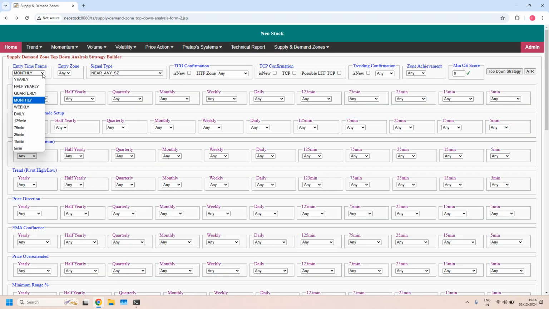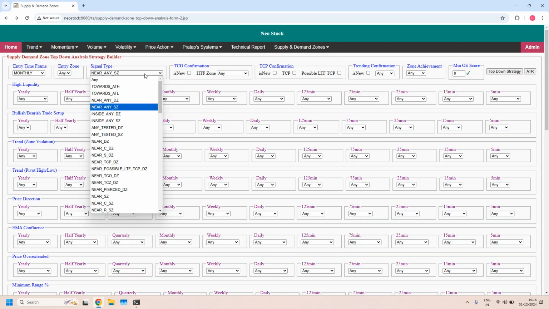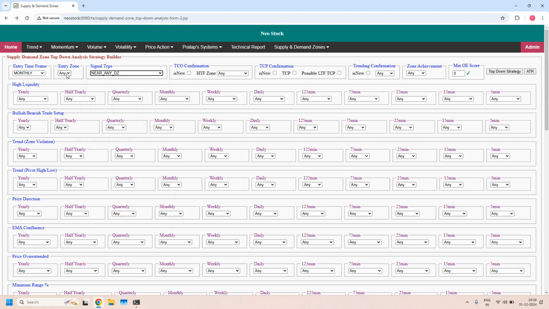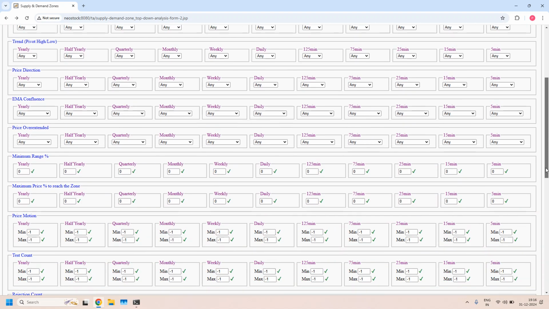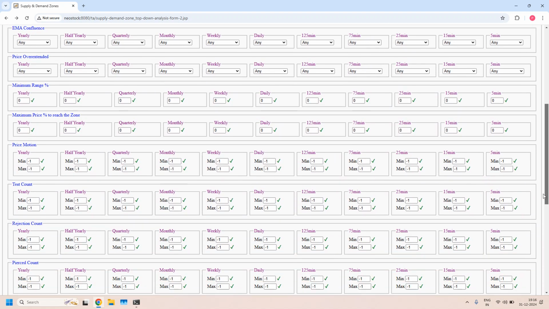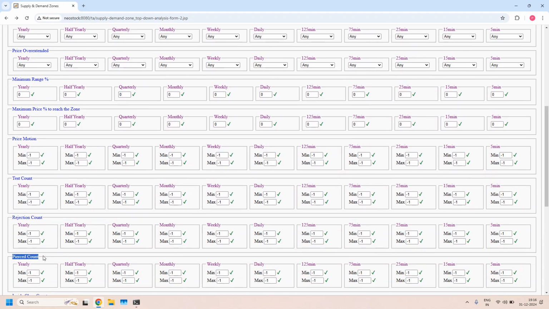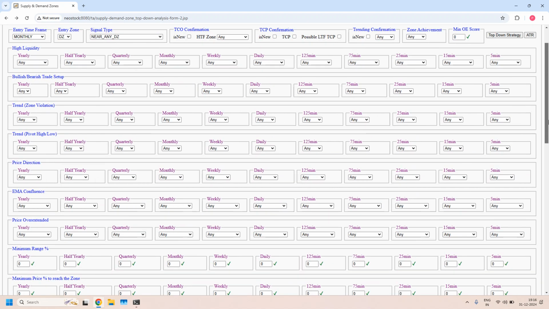Next, monthly time frame. Price closed inside the monthly demand zone, and these monthly demand zones should not be pierced. So in the pierced count parameter at monthly time frame, I am setting minimum value 0, maximum value 0. That indicates the pierced count should be 0. Pierced count 0 means the zone is not pierced.